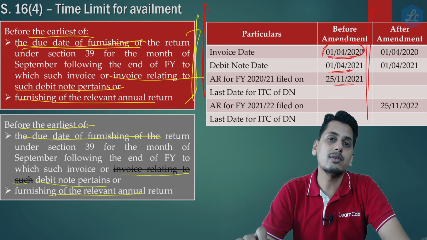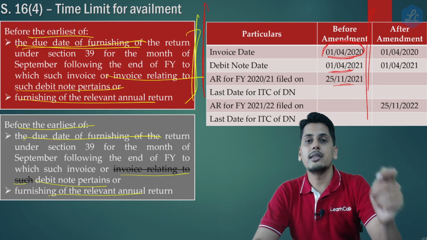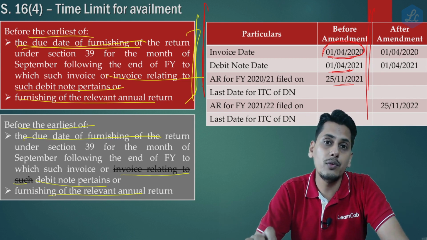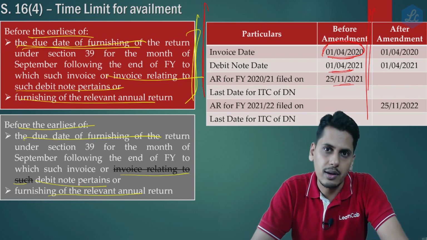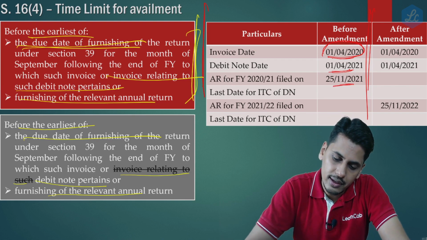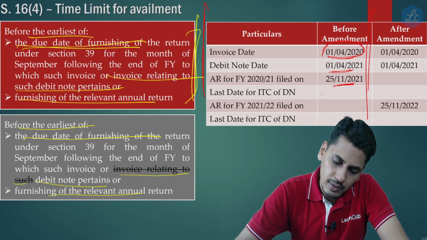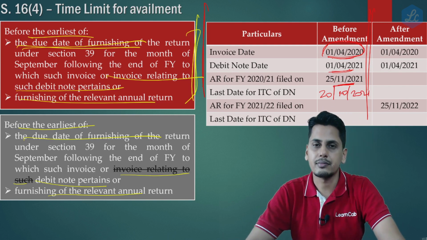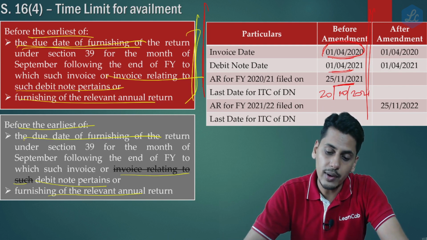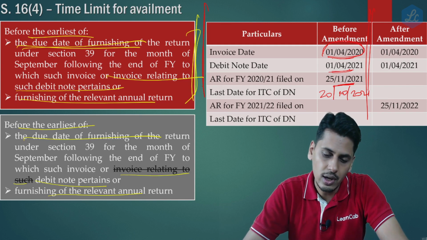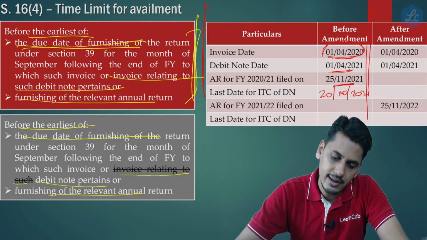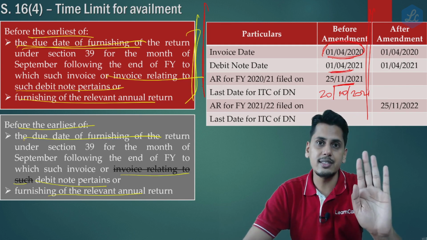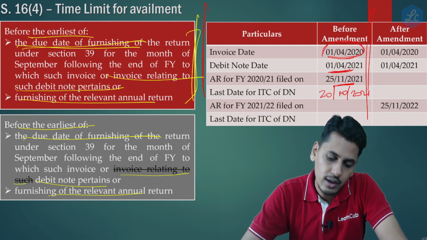For September 2021, the due date for filing the return happens to be 20th October 2021 or the actual date of filing the annual return, whichever is earlier. So it is going to be 20th October 2021. 20th October 2021 is going to be the last date for availment of input tax credit of this part of the GST which is contained in this particular debit note.